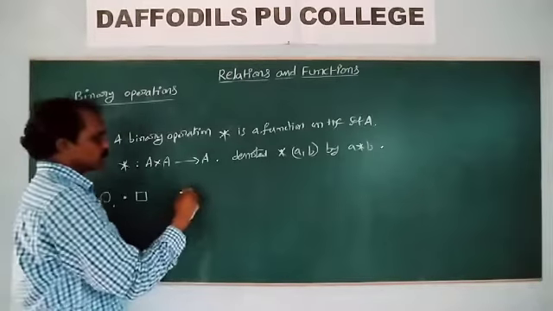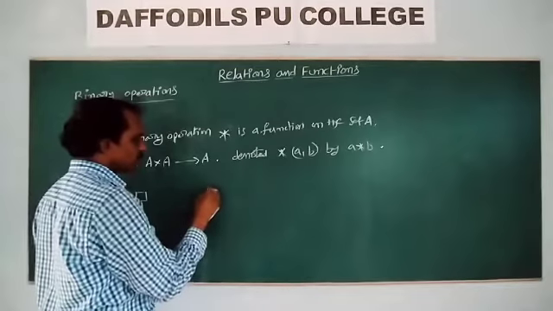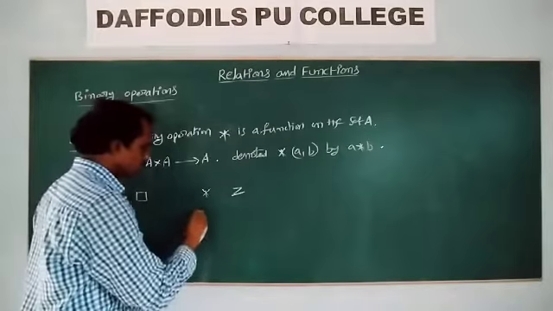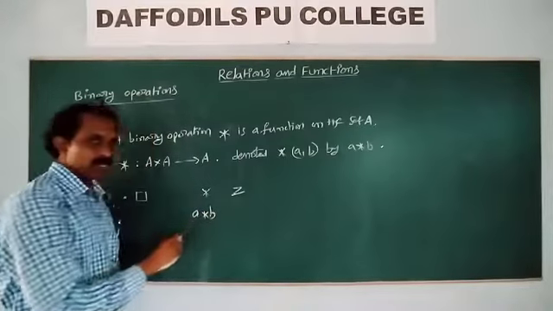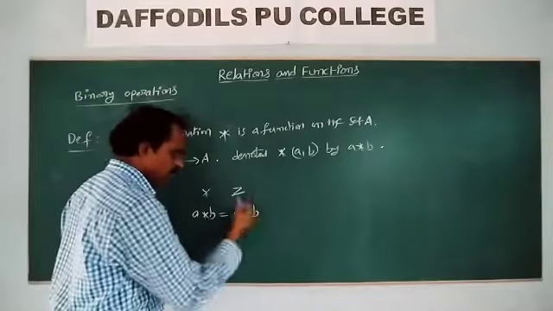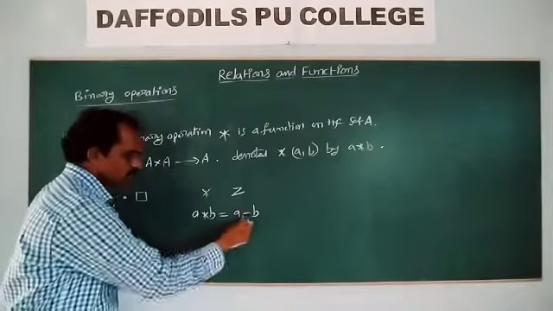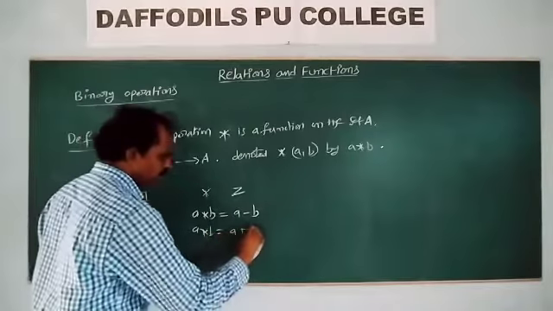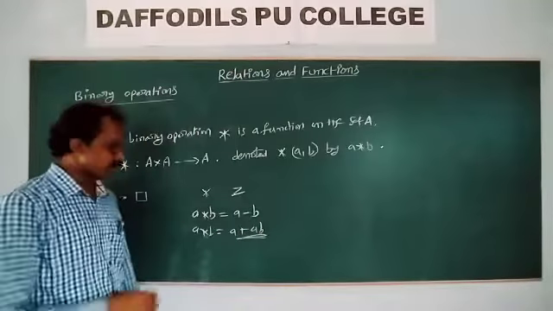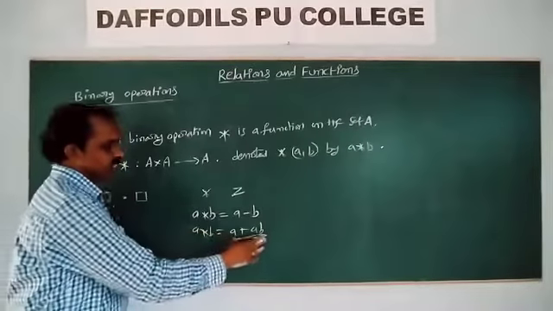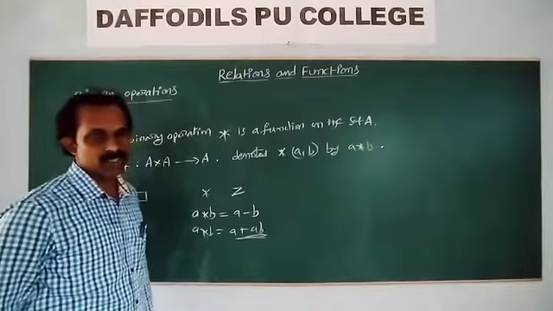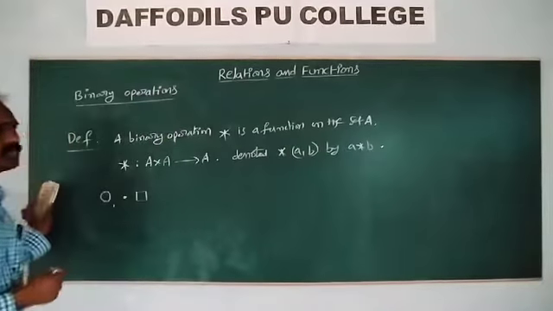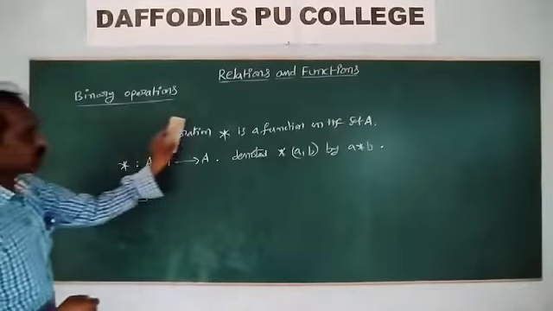Suppose star is a binary operation on Z, the integers. Here A star B means A minus B. Sometimes A star B is equal to A plus AB. This is some value between A and B. This is the operation. Okay, clear? Right. So this is the definition of the binary operation. Important, read carefully.